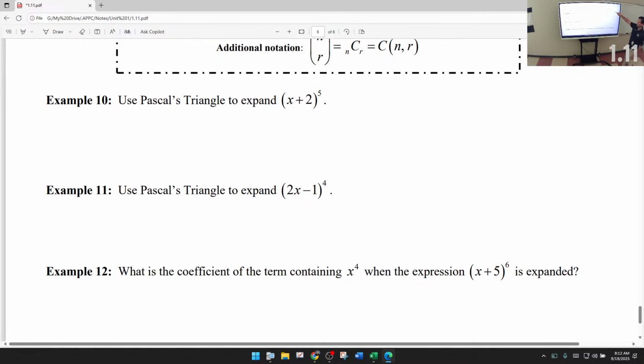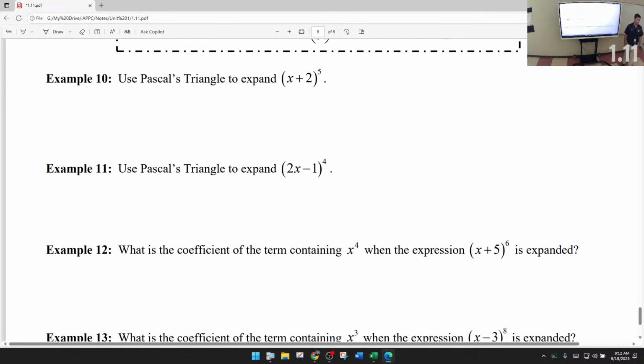Example number 10. There's one of these on the test and students always mess up on it. I don't say always. You pretty much get it right or you get it wrong because you don't understand what's going on. Use Pascal's triangle to expand x plus 2 to the 5th. So this is what I'm going to do first before I do anything at all. And I'm going to put a big old space between all this stuff because I got to do some fixing.